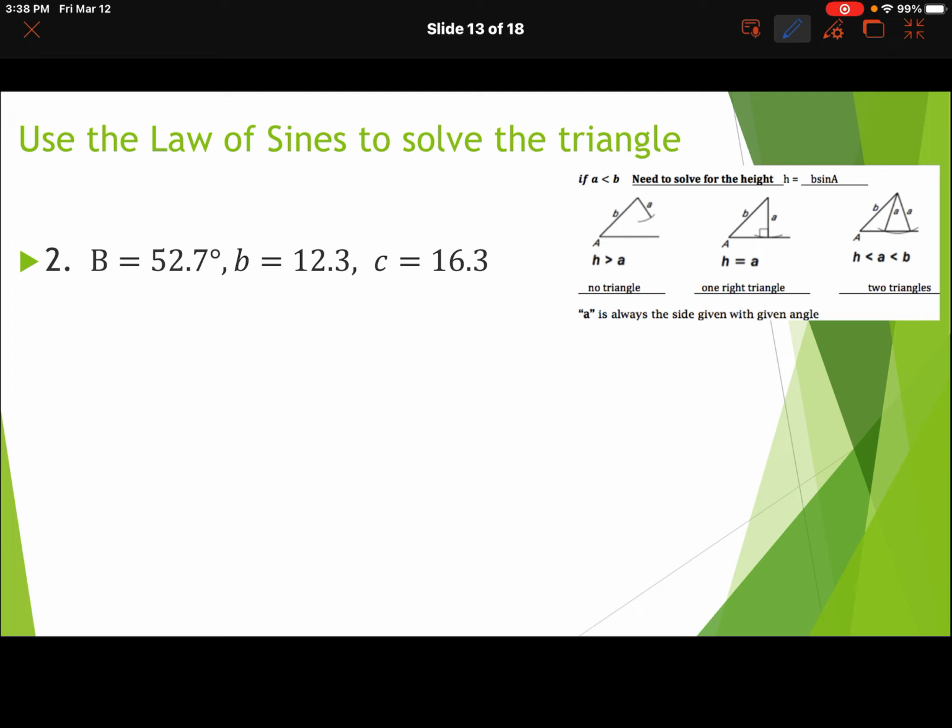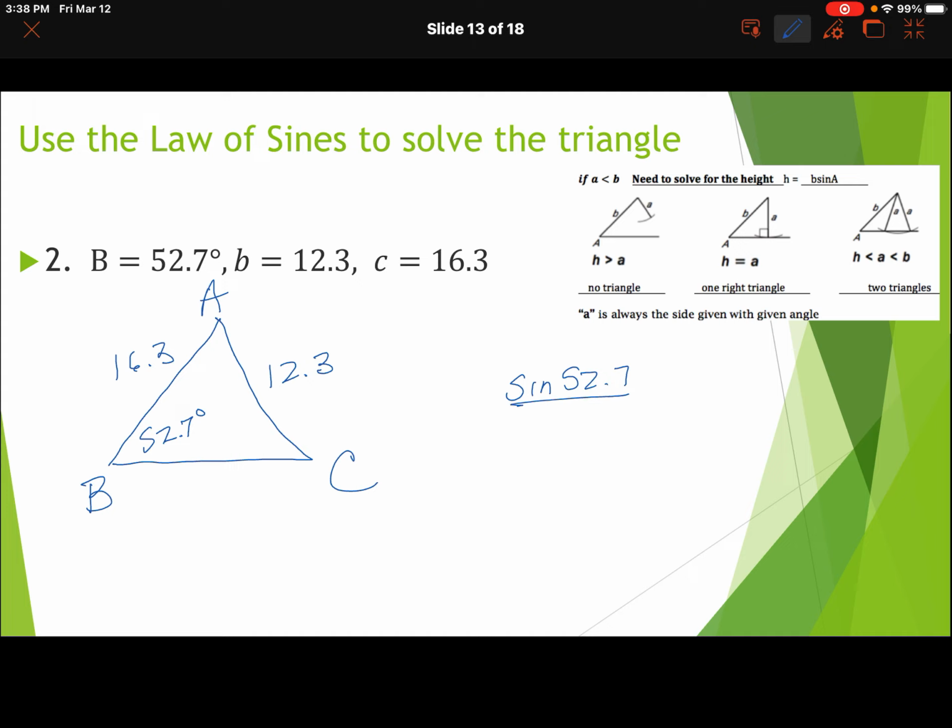Okay, let's try another one. So I draw my picture. I have angle B is 52.7 degrees. Side B is 12.3. Side C, I always want to draw it like this, so I have the angle and side this way, so it matches what they gave me. So now I'm going to set up my proportion. I have sine of 52.7 over 12.3 equals sine of C over 16.3.